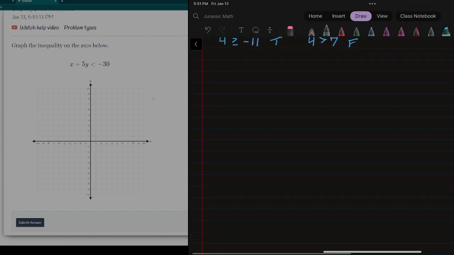So here's our second problem for the video. x plus 5y is less than -30. There are a couple of different ways we could graph this, but most of the time our normal way is to make it look like y equals mx plus b. So we need to change this equation. That's just house method.